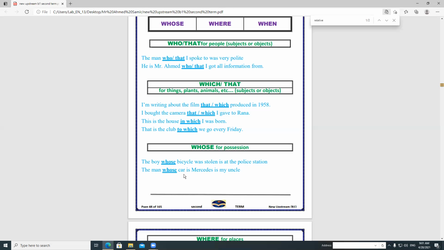Okay, the man whose car is a Mercedes is my uncle. Here, I gave you information about the man whose car is a Mercedes. But here we are talking about possession. That's why we choose whose, yes. So the man whose car means the man's car. So this is the possession, okay?